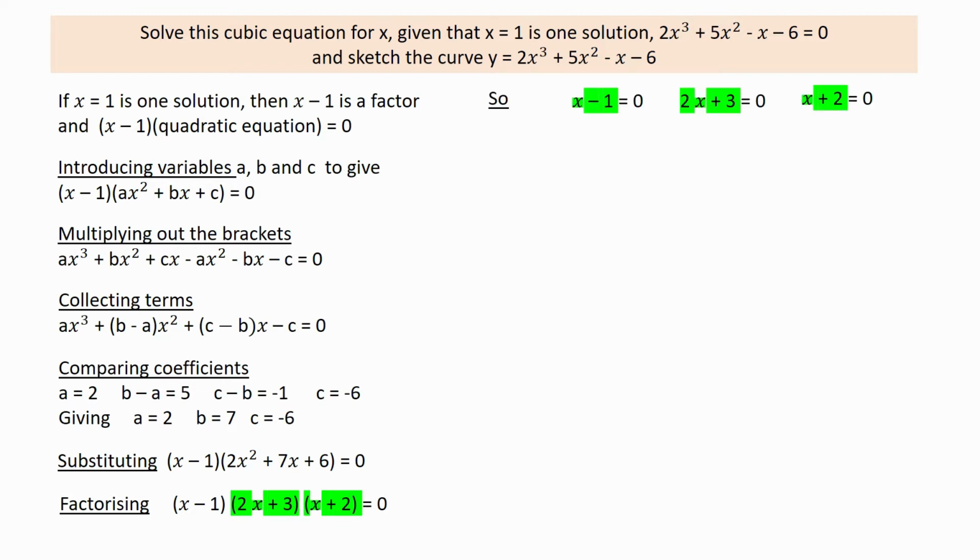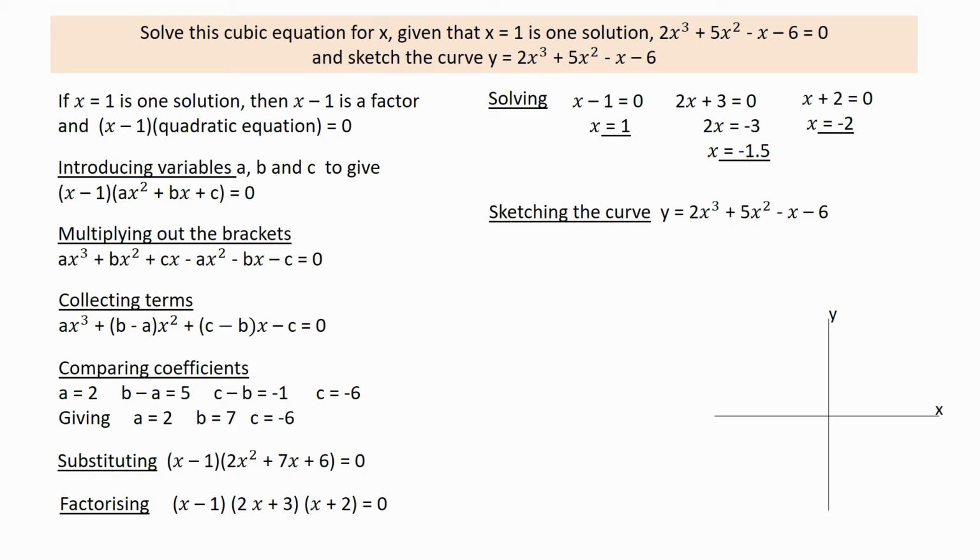Equate all the factors to 0 in order to solve for x. When x minus 1 equals 0, x equals 1, which is one solution. When 2x plus 3 equals 0, first simplify by subtracting 3 from both sides to obtain 2x equal to minus 3. Then divide both sides by 2 to obtain x equal to minus 1.5. Finally, x plus 2 equals 0. Subtract 2 from both sides to obtain x equal to minus 2. So the solutions are x equal to 1, minus 1.5 and minus 2.